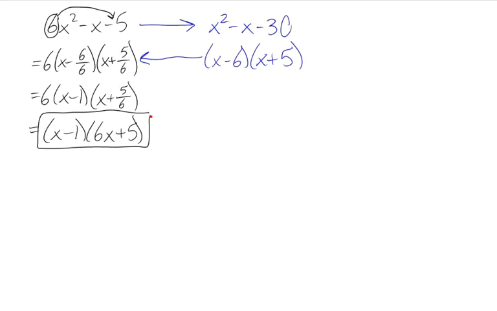So let me show you the very fast way that you might write this. 6x squared minus x minus 5.